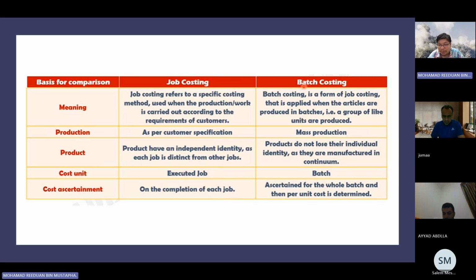Because once you have the unit cost, you can multiply by the units you produce, and you still get the same figure, isn't it? But the complication is that it is very difficult to calculate, because you need to split by the production and divide all this in the production and so forth. The cost of attainment, on the completion of the job, is ascertained for the full batch, and then per unit is determined by batch.